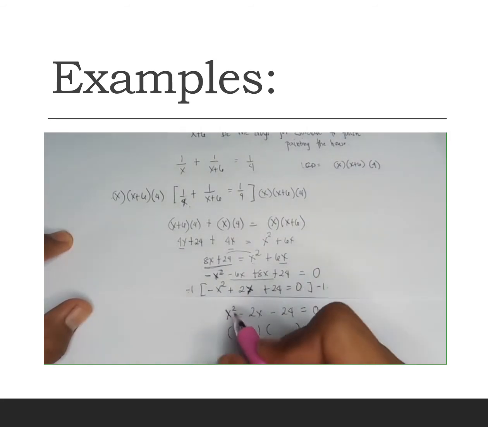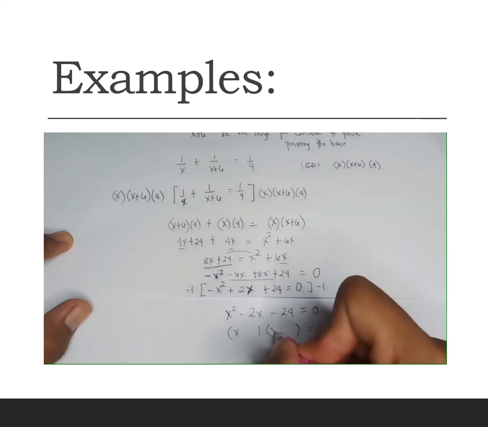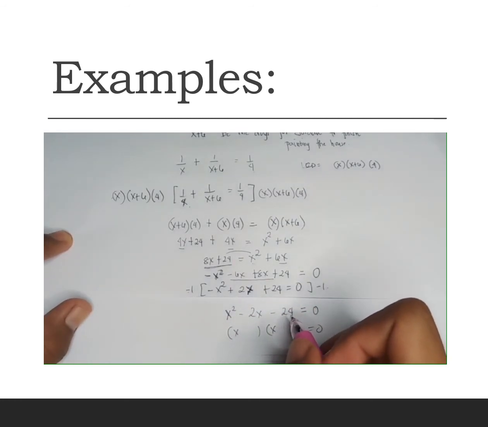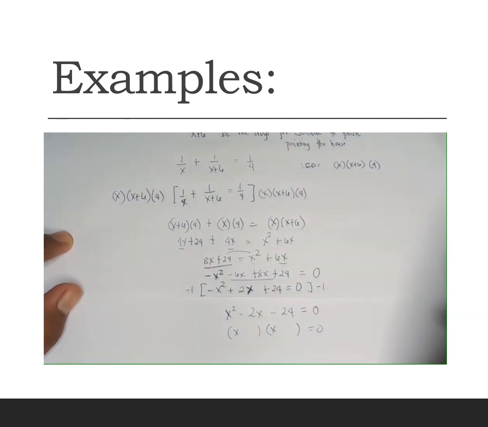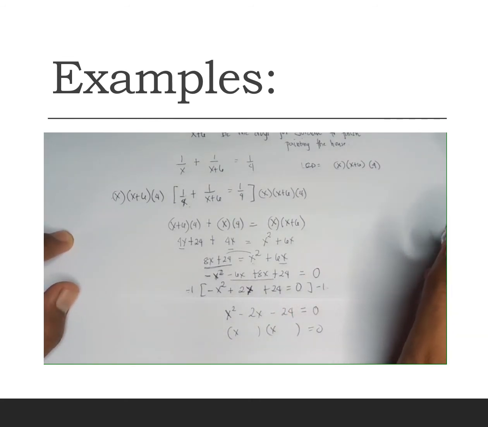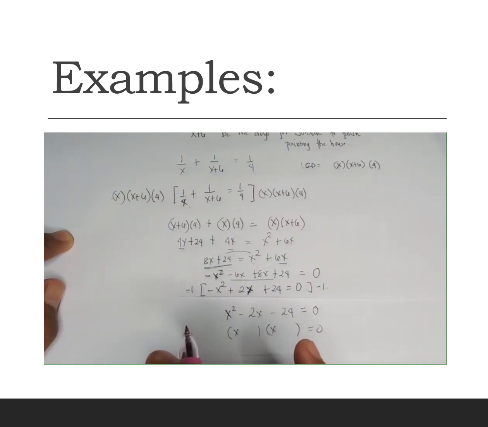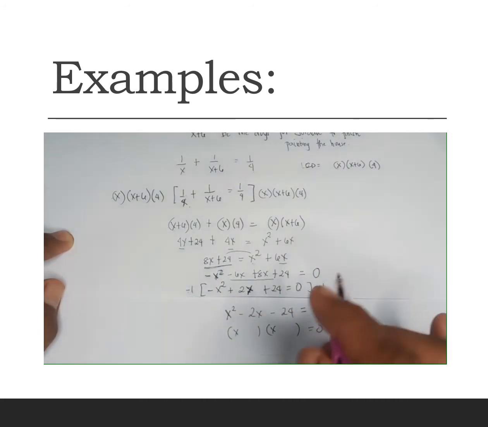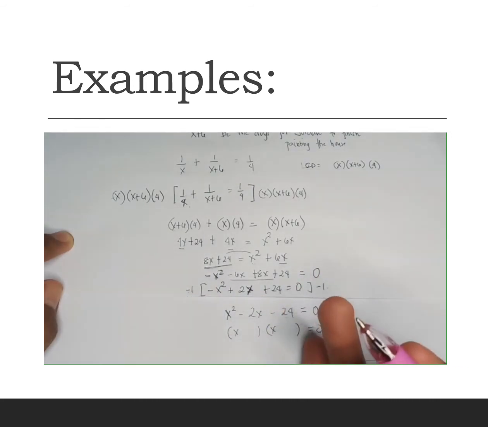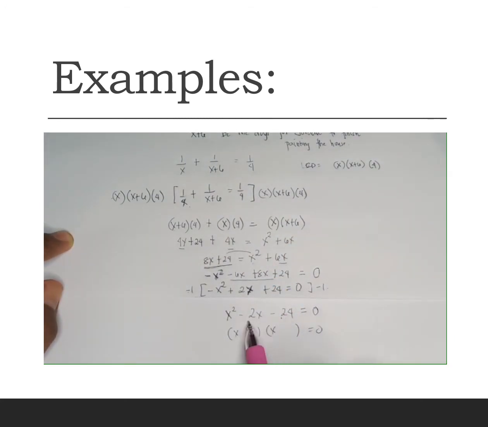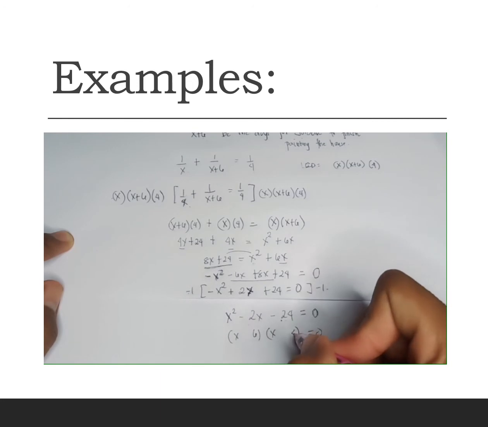What is the factor of x squared? x by x. What are the factors of 24 that, if we subtract them, will become 2? We have 8 times 3 is equal to 24, but if we subtract, 8 minus 3 is 5. That's not allowed. 6 times 4 is 24. If we subtract, it becomes 2. Correct. So we have 6 times 4.